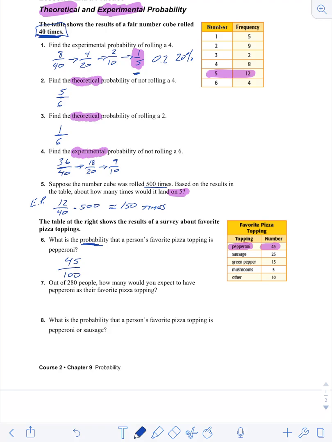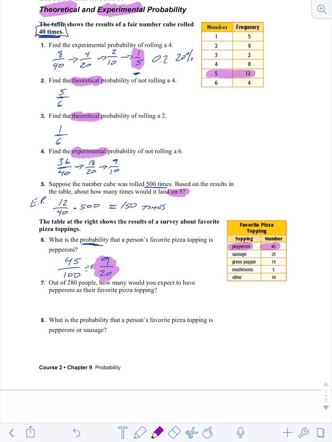Now, can that be simplified? Yes. Okay. 45 and 100 can both be divisible by 5. So I'm going to take 45, divide that by 5 to get 9. And then I'm going to take 100 and divide that by 5. And that's going to give me 20. That gives me an answer of 9/20. That cannot be simplified anymore.